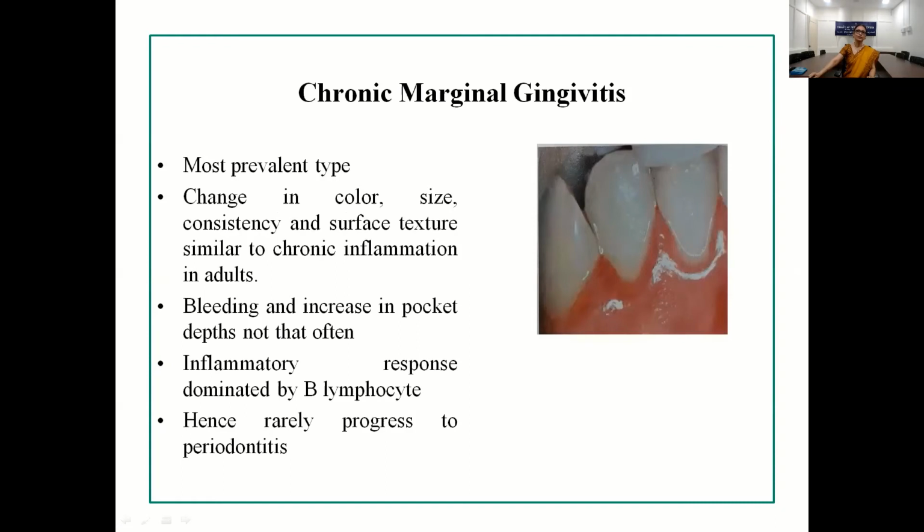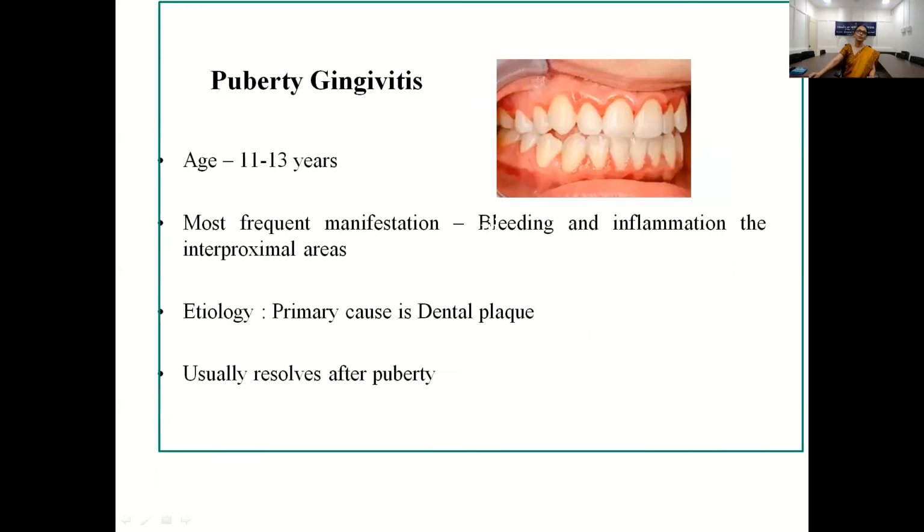Chronic marginal gingivitis is the most prevalent type. There is change in color, size, consistency and surface texture. It is similar to chronic inflammation in adults. Bleeding can increase pocket depths, but not that often. The inflammatory response is dominated by B lymphocytes, hence it rarely progresses to periodontitis.